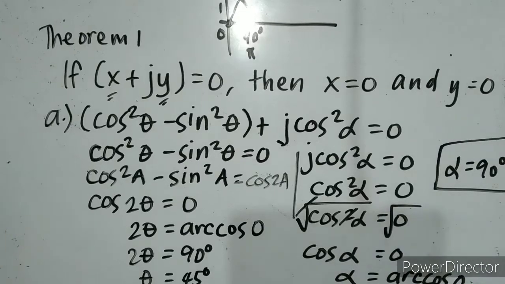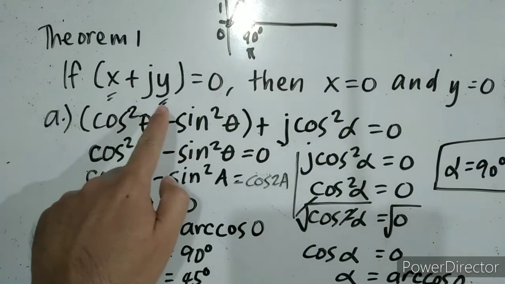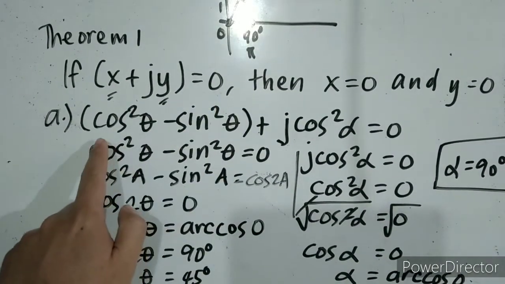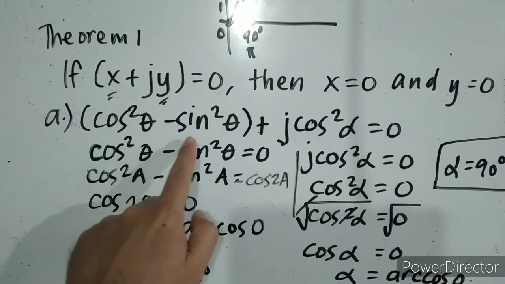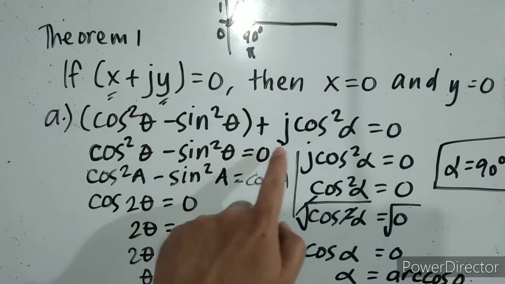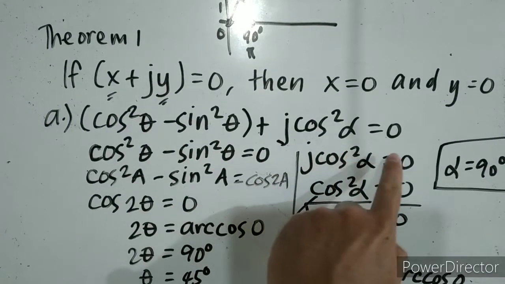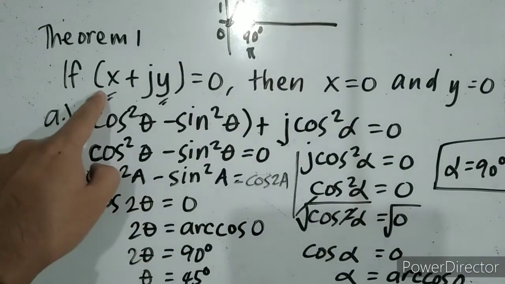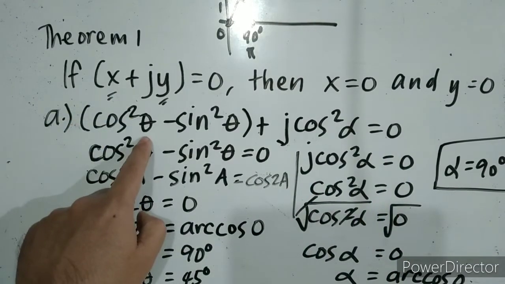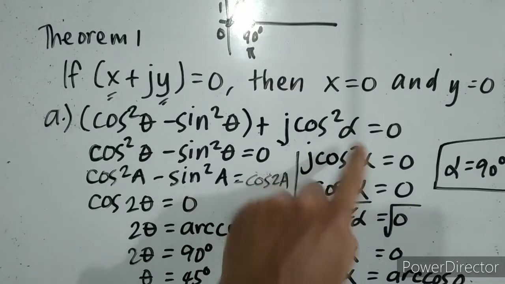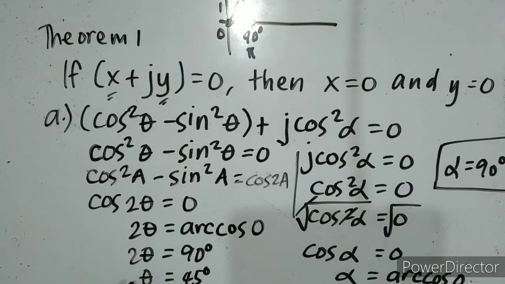So for this expression, x plus jy equals 0, that is, cosine squared theta minus sine squared theta plus j cosine squared alpha equals 0, we apply Theorem 1 of complex numbers in order to obtain theta and alpha. And the values for theta and alpha are 45 degrees and 90 degrees respectively.